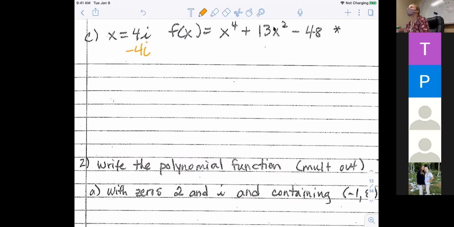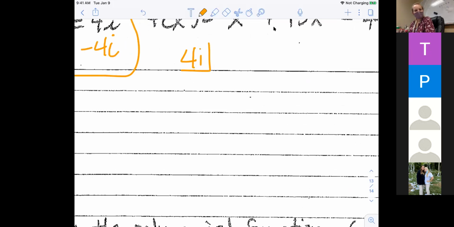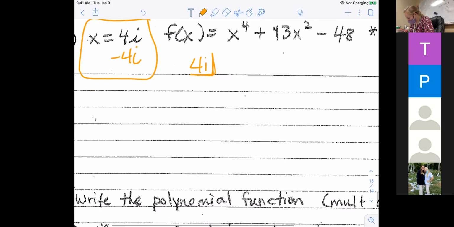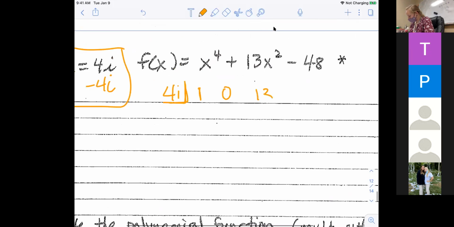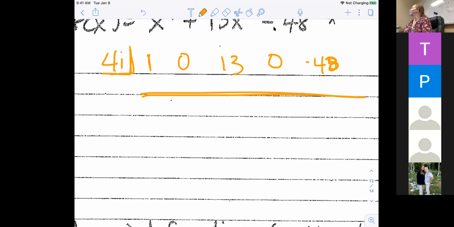So we're going to do exactly what we just did before. Two synthetic divisions, one for 4i, one for negative 4i. This one's actually easier because it's not plus anything. It's just 4i. There are no additional pieces, so you'll probably find this one a little bit easier. So I'm going to set up my synthetic division, 4i, and then 1. There's no x to the third, so I'm going to use a 0. 13. No x, 0, and then negative 48.